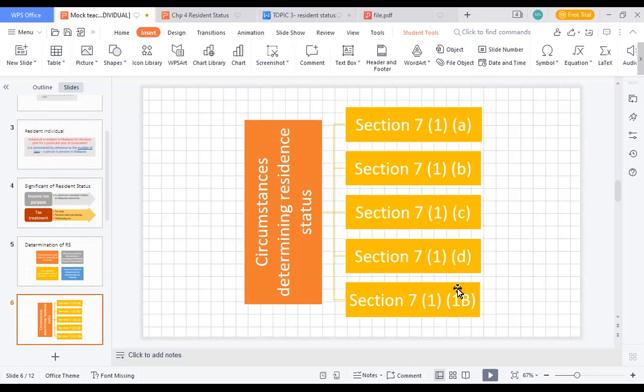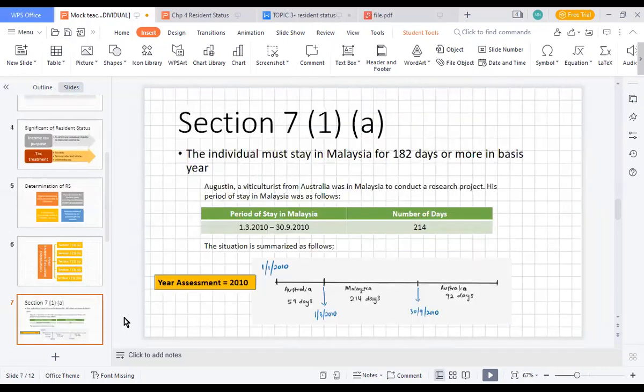Like I mentioned, it is all based on the number of days the person stays in Malaysia, physically present in Malaysia. So maybe today I will cover only section 71A and a little bit of section 71B, just a little because section 71B is rather long. For section 71A, it is easy, look here.